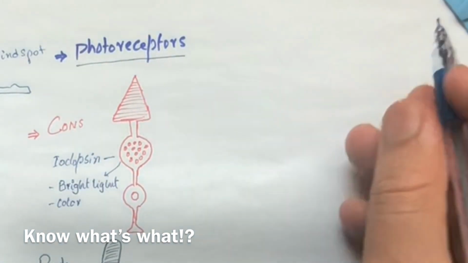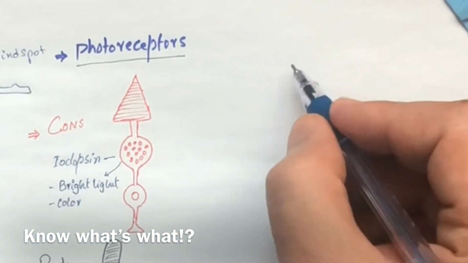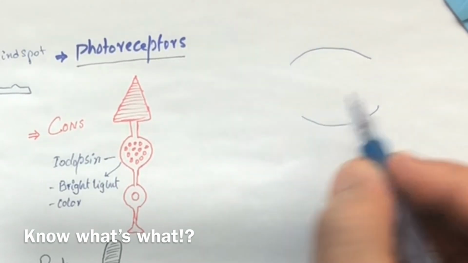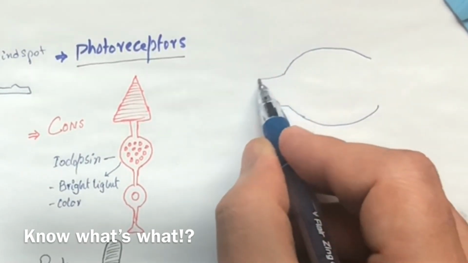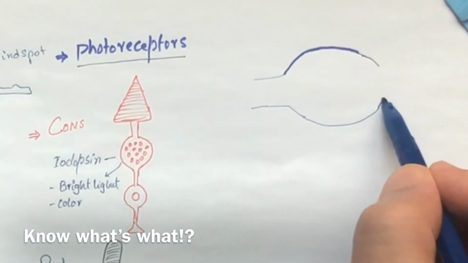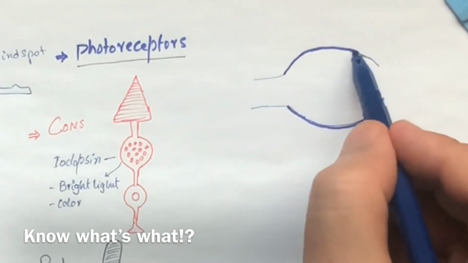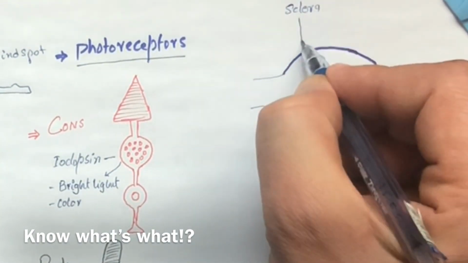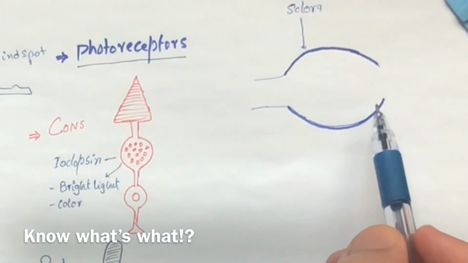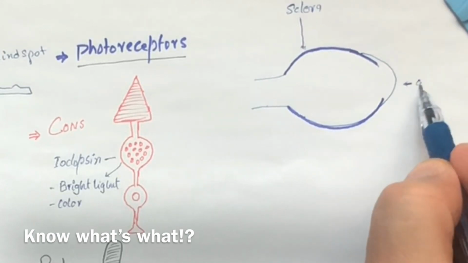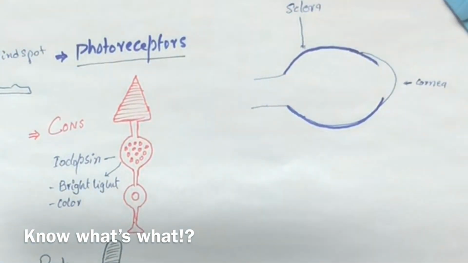Now let's look at the anatomy of the eyeball. If we draw here the eyeball and then show the different layers of the eyeball, this outermost layer is called the sclera. And when the sclera becomes transparent on the front, it is called cornea. So this one is the sclera, and here is the cornea, and it's the transparent sclera. Okay, so it's called cornea.